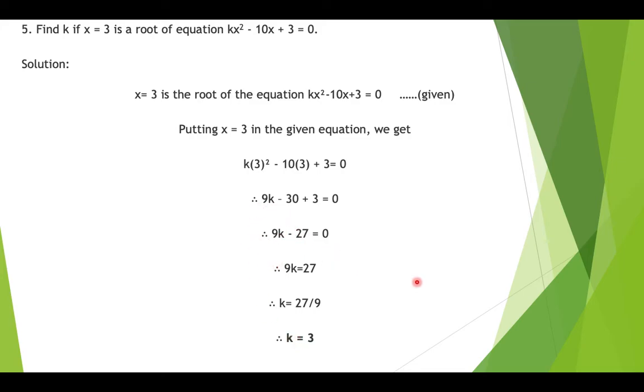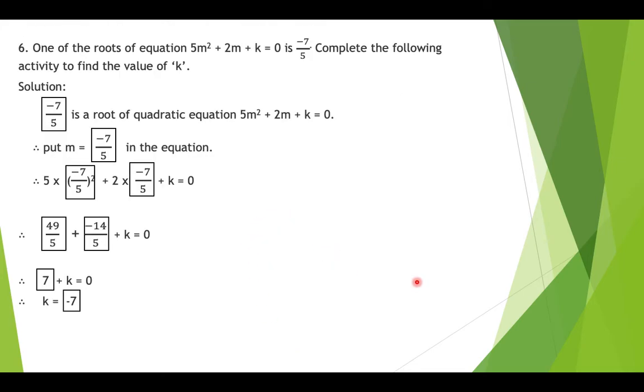Solving and rearranging, we get k is equal to 3. Let us go for the last question, that is, one of the roots of the equation is minus 7 by 5. So complete the following activity to find the value of k. It is similar to the previous question, only you just have to fill in the boxes.